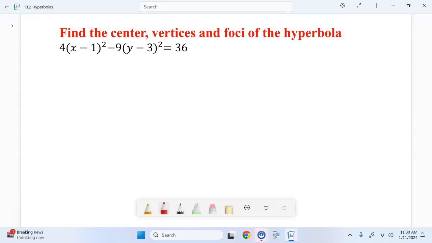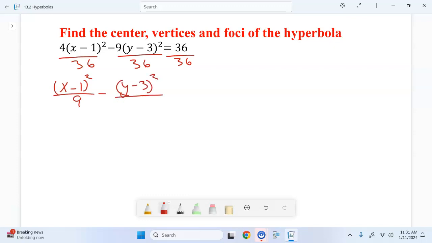Divide by 36. We do need denominators, but we need it equal to 1. We have to get our equation equal to 1. So we end up with (x minus 1) squared over what, minus (y minus 3) squared over, equals 1. Alright, let's find the center first.